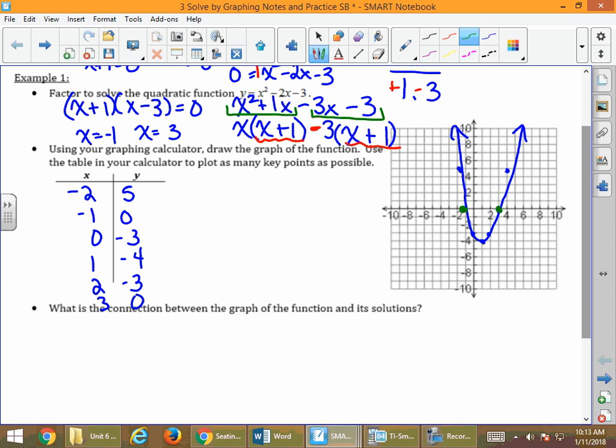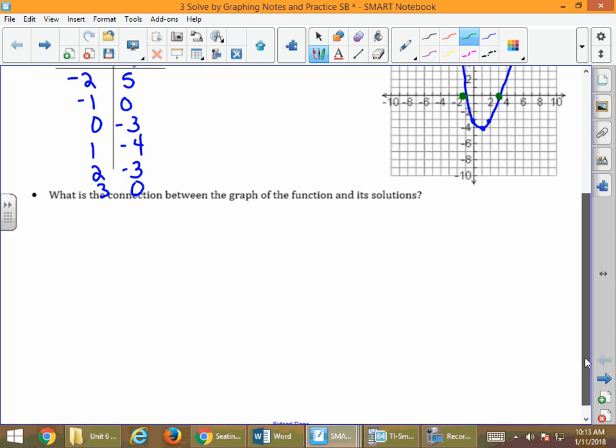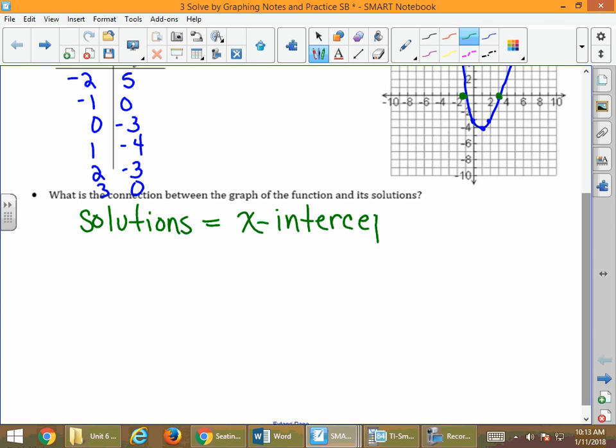In other words, what happens here is that our solutions are the x-intercepts of the graph. I kept the word short, but I want to say it again, especially if you're watching the video. The solutions that we find when we factor are the x-intercepts, where the graph crosses the x-axis.